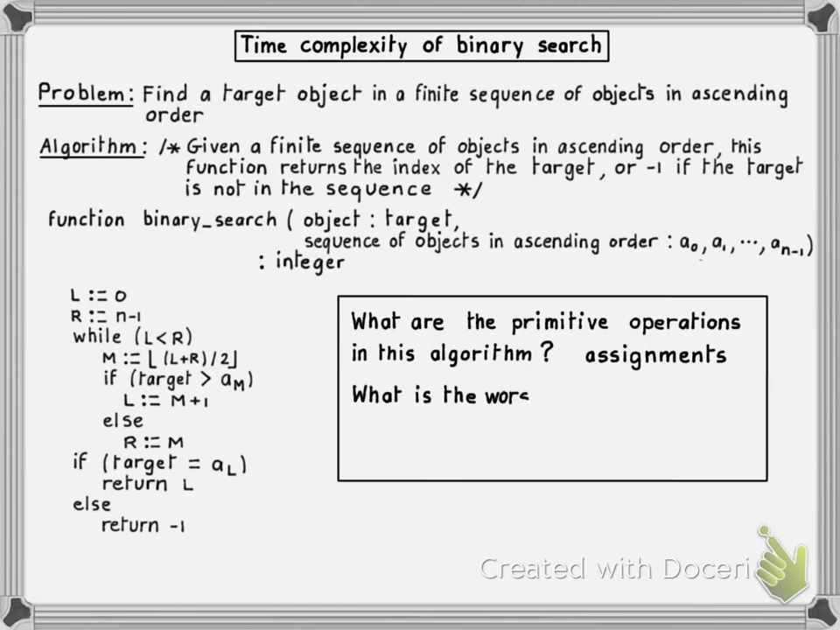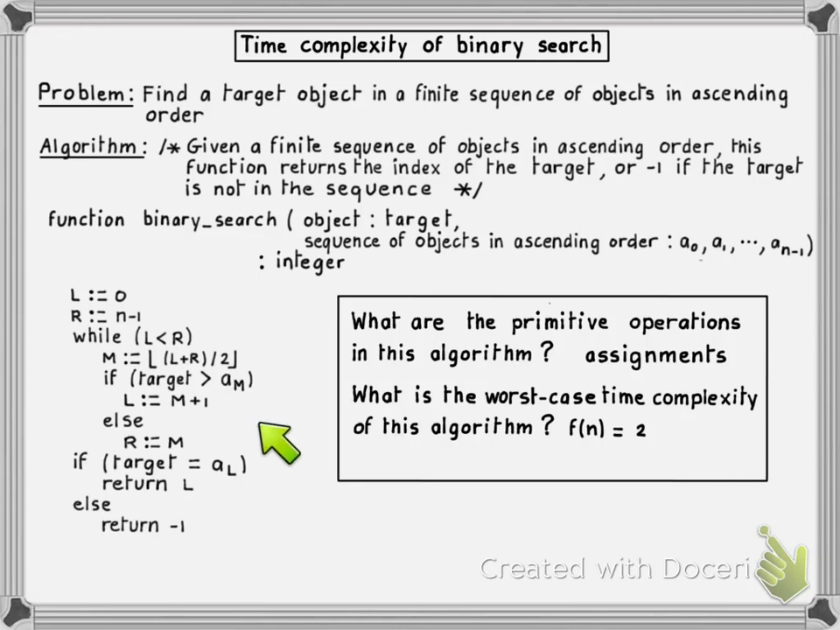So let's go ahead and compute the worst case time complexity of this algorithm, namely how many assignment statements are executed in the worst case for an input of size n. As usual, we'll call this number f of n. Now this number is equal to the number of assignments performed here, which is 2, plus the number of assignments performed during the while loop, which we're going to compute next, and then plus 0 because there are no assignments performed in this last step.